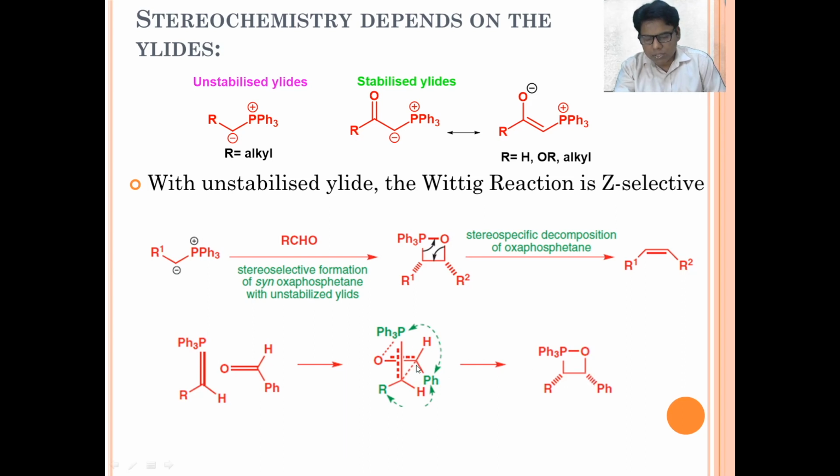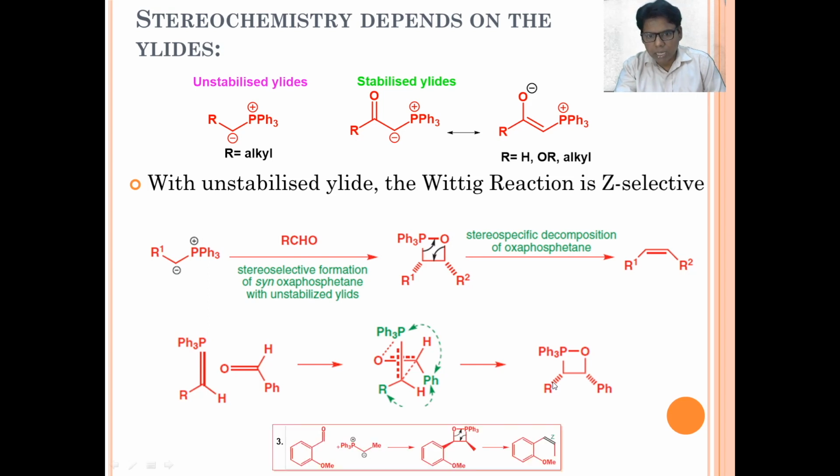So when this structure becomes planar, these two groups R and Ph, they go either below the plane or above the plane, but they have similar configurations. And I have shown the example number 3. When it was unstabilized ylide, the product was Z isomer like this. This structure was formed. Both the bonds are to one side, and upon breaking they gave Z structure. So you can see clearly.